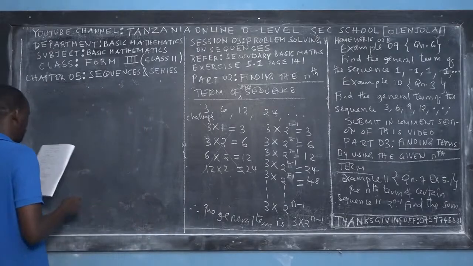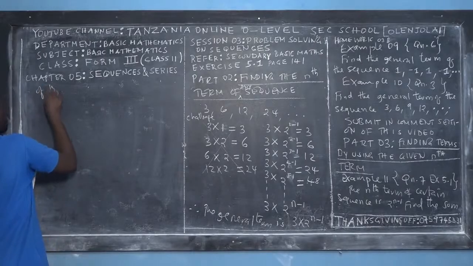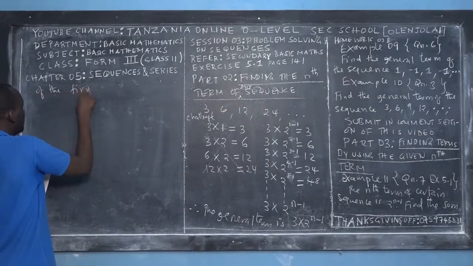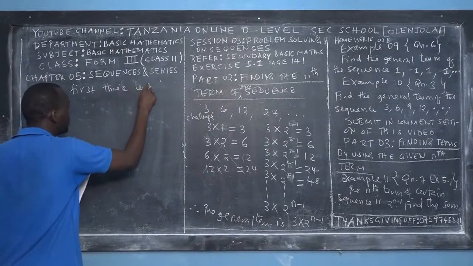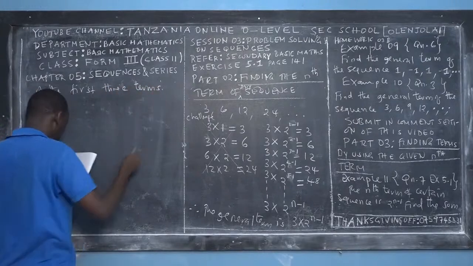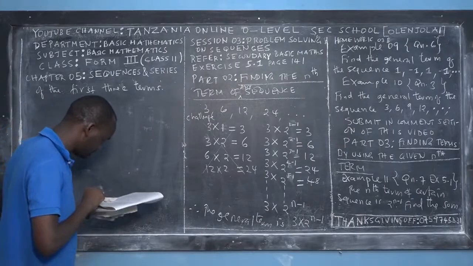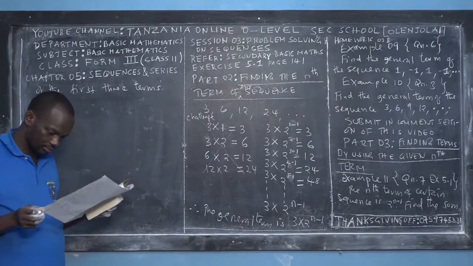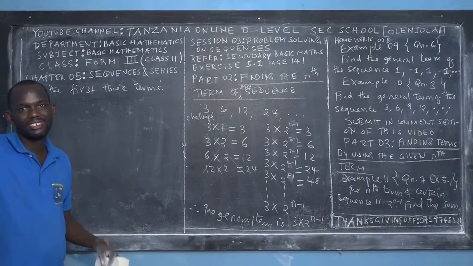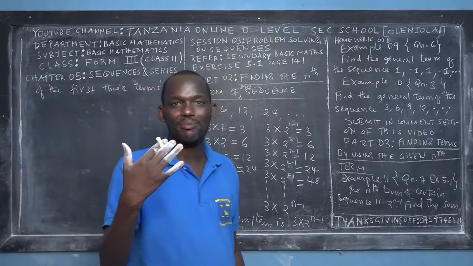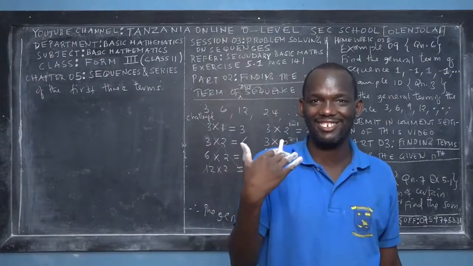of the first 3 terms. Find the sum of the first 3 terms. So that's the question. I'm going to teach you how you can solve it, and then we move on. Are you enjoying the beauty of basic mathematics, Form 3, sequence and series?